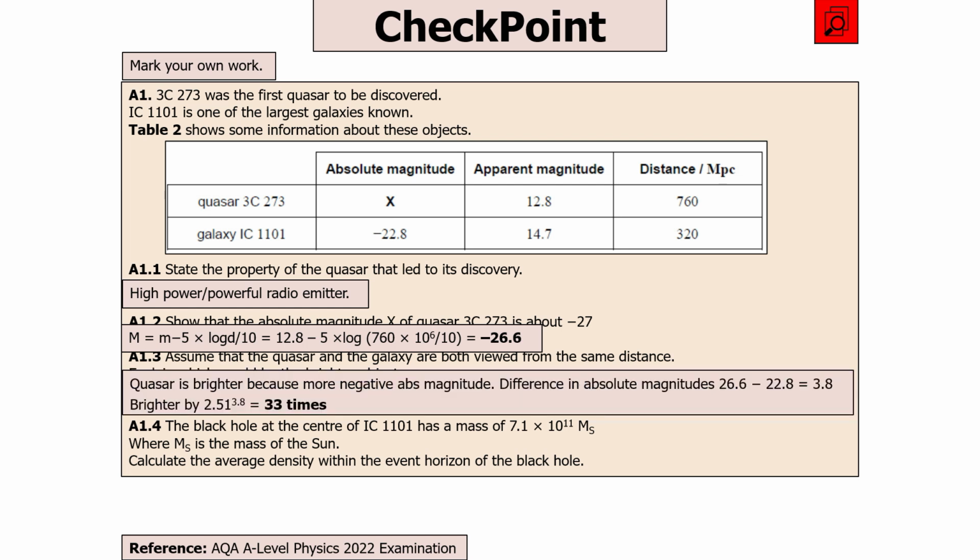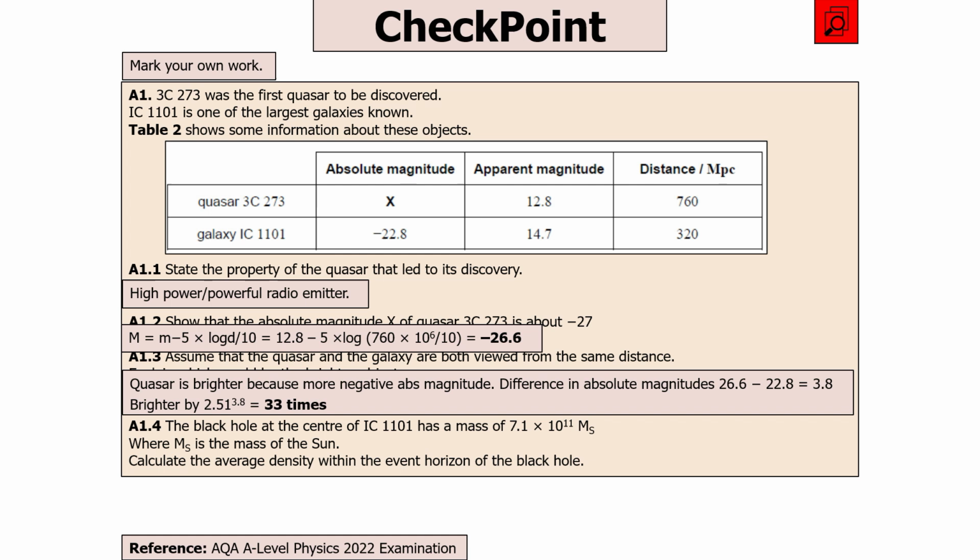In this next one, the quasar is the brighter object because it's got a more negative absolute magnitude, and the more negative your absolute magnitude, the brighter the object. So the difference in absolute magnitudes from the two values is 3.8. So once again, we can use Pogson's ratio to find how many times brighter it is. So it's 2.51 to the power of the magnitude difference, so it's 33 times.